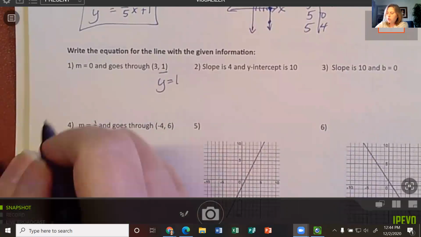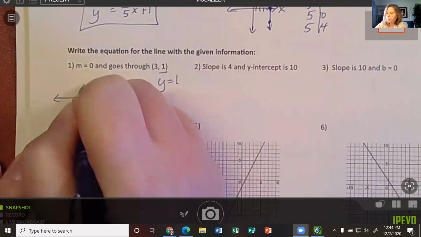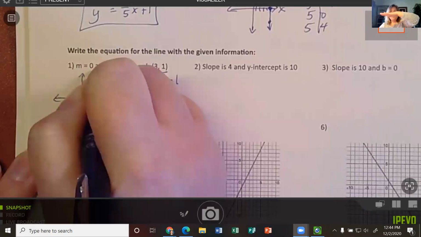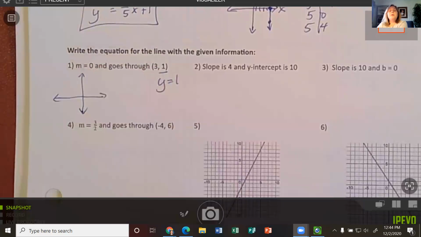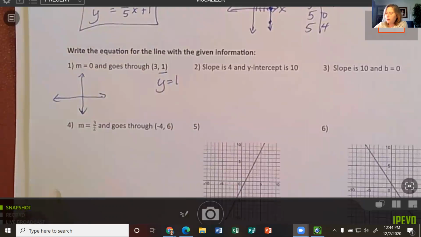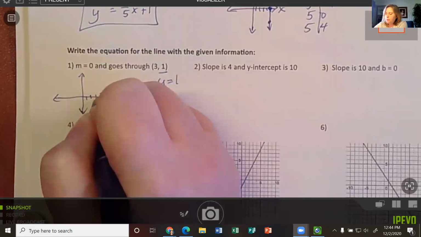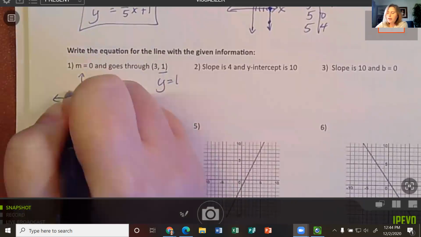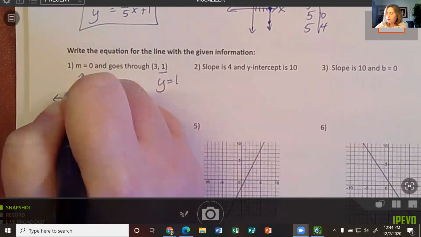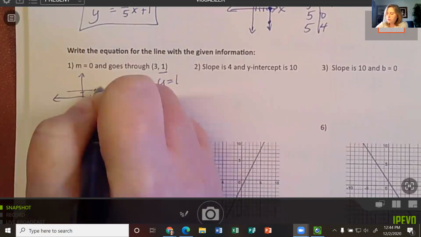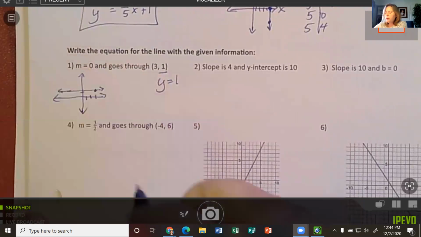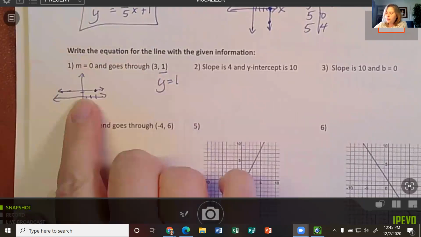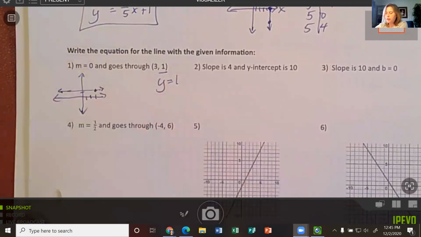So here is your coordinate plane. The slope is 0, so we know that's perfectly level. So 0 slope. And then it goes through the point 3, 1. So right 3, up 1. There's your given point. Draw your horizontal line. Notice that all of your y values will be 1. If I would have exactly hit that, let's pretend that's perfect.